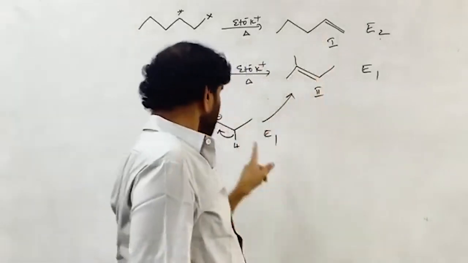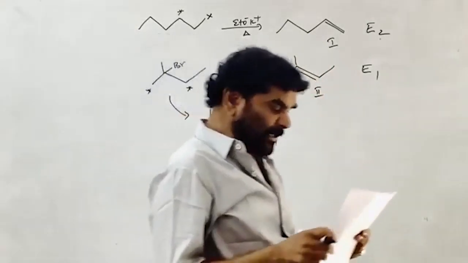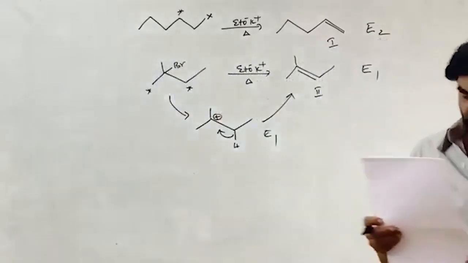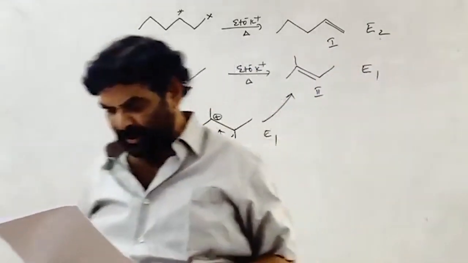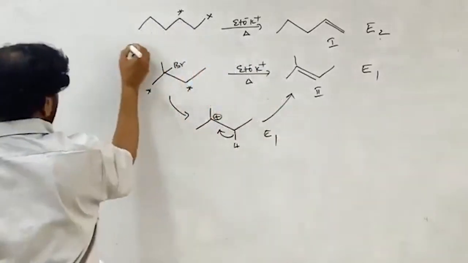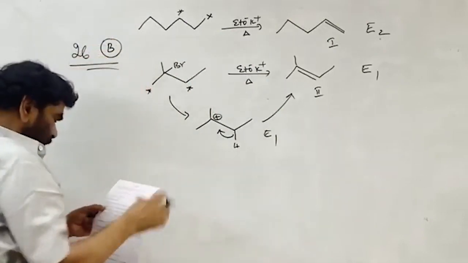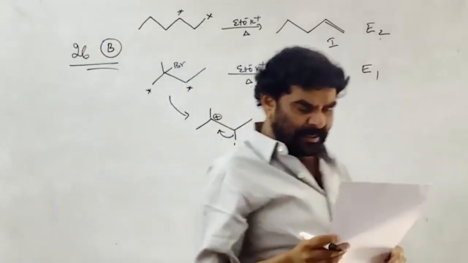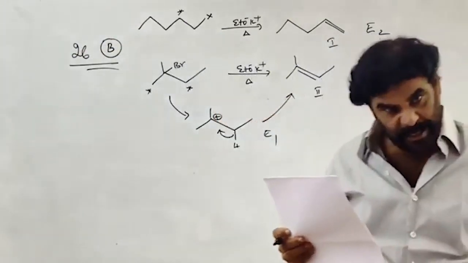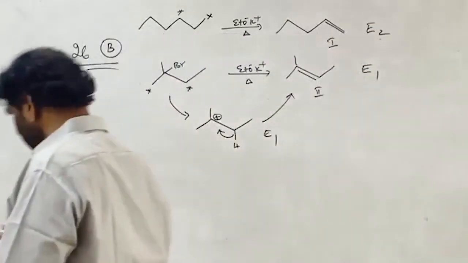So 1 and 2 are the products. This is the E2 route, this is the E1 route. So what is relevant here? Among the 4 given options, the correct matching is B. So for 26, B is correct. For A, the product is correct, but the mechanism of the reaction is not correct. It's not E1, it's E2.